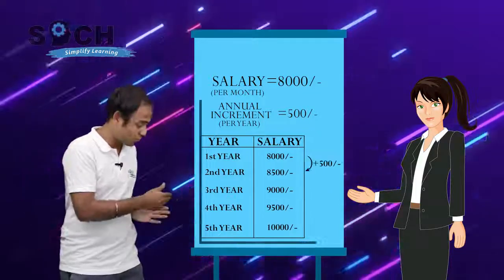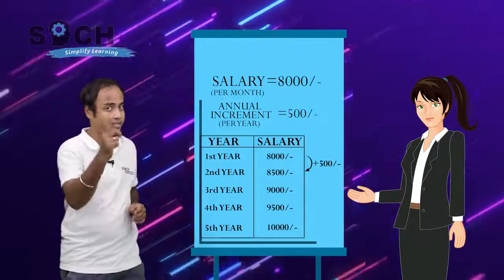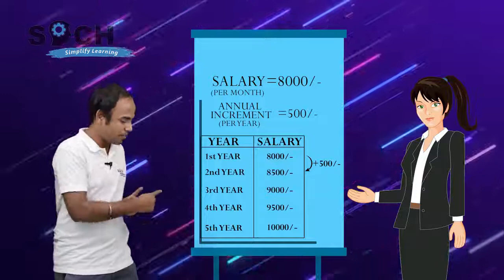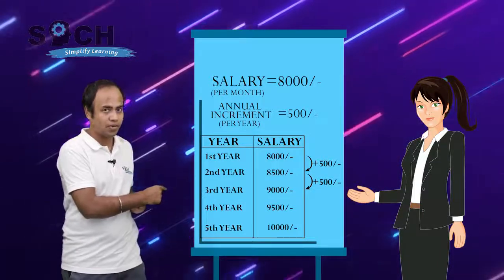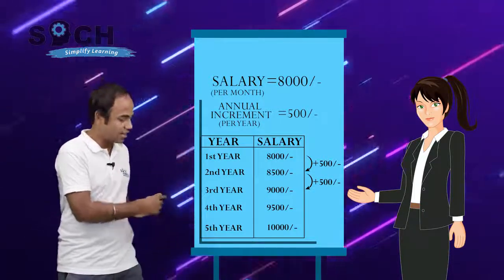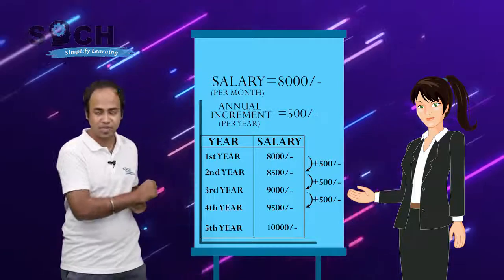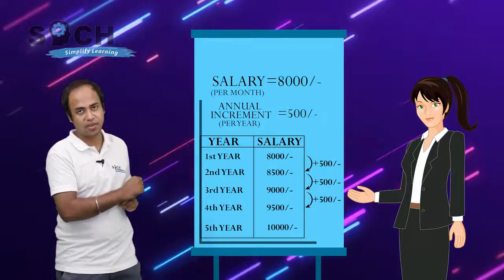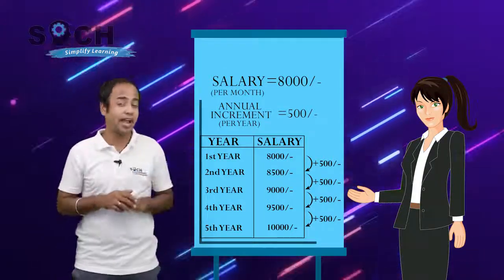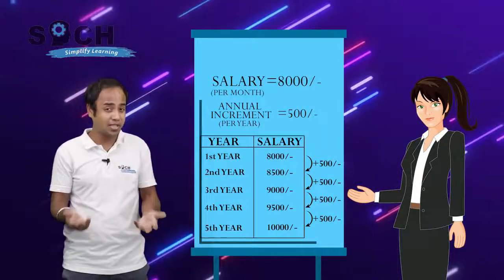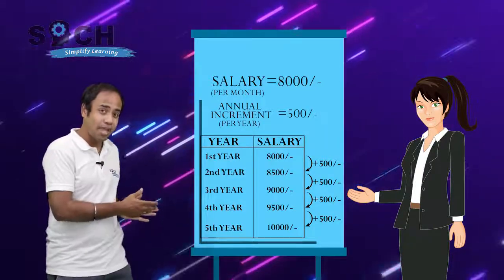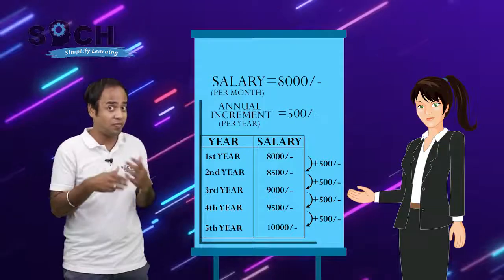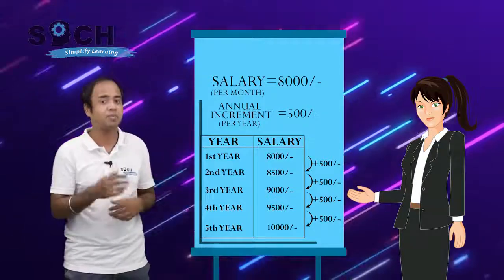So what do we see? From 8,000 to 8,500, there is an increment of plus 500. Again plus 500 added to 8,500, it is 9,000. Again plus 500 added to 9,000, 9,500. And finally again 500 added. So it becomes 10,000. This is how the AP looks. Let me define later what is AP in our second part, right?